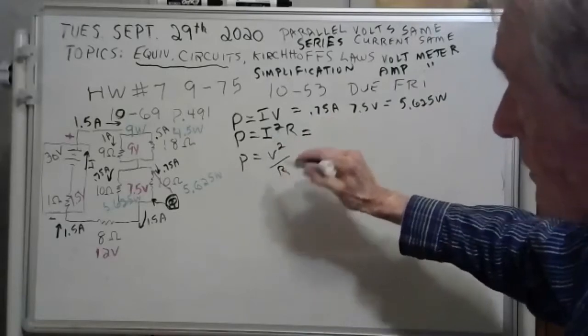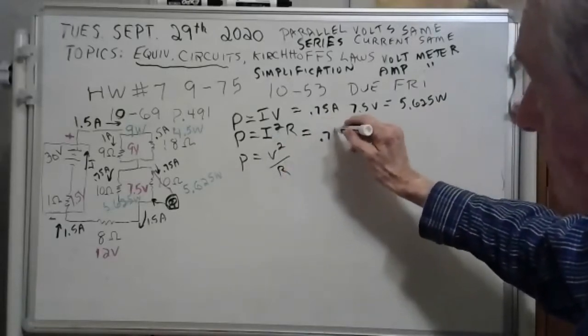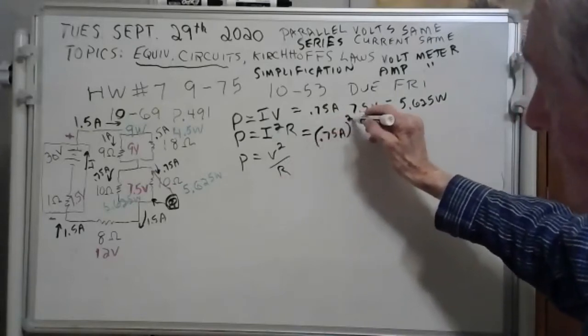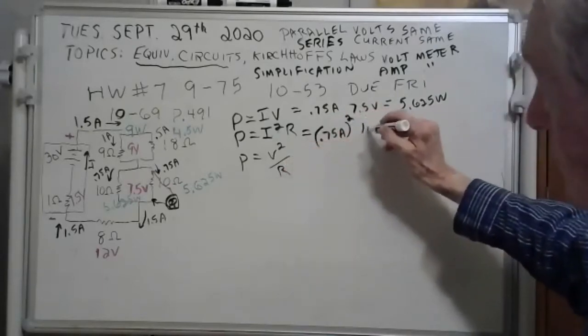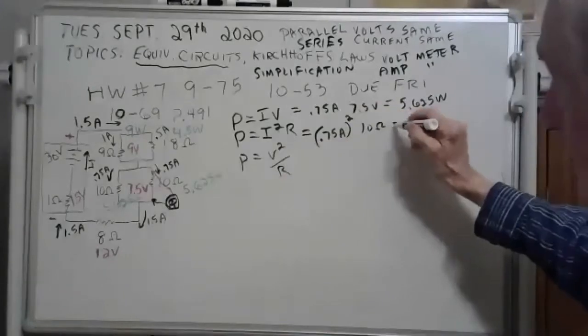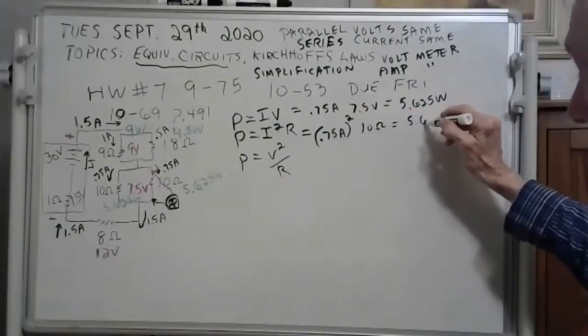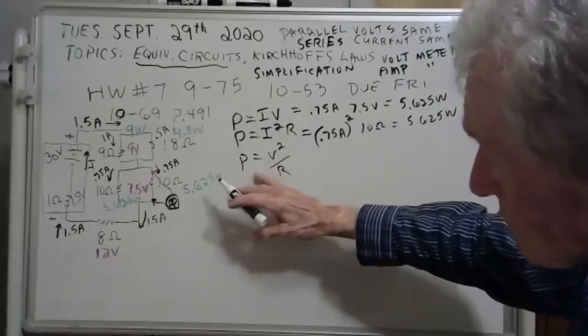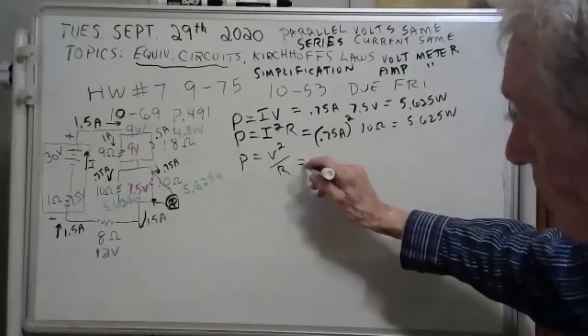What is the current? It's 0.75 amps. And so you could square that times 10 ohms. Try that. You'll discover it's the same. Or you could have done this here. You get the same answer. Let's do it that way.